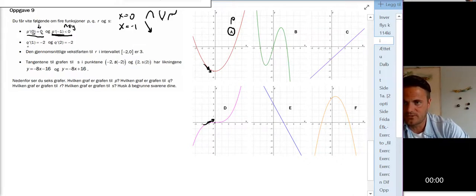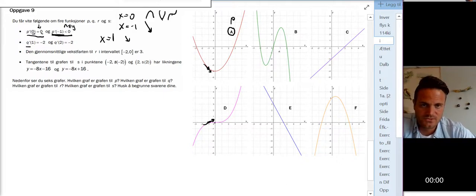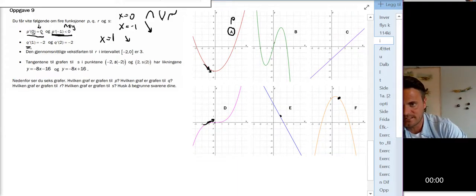Then we should find out which graph Q is. Here we see that when x is 1, the derivative is -2, which means the function has to decrease when x is equal to 1. So let's look at B here. We see that graph B is increasing, so it's not B. When x is 1 here, it's also increasing, so it's not C. So it's either E or F. When x is 1, the graph is decreasing here, so that's good. But here when x is 1 it is also decreasing, so it's either E or F.